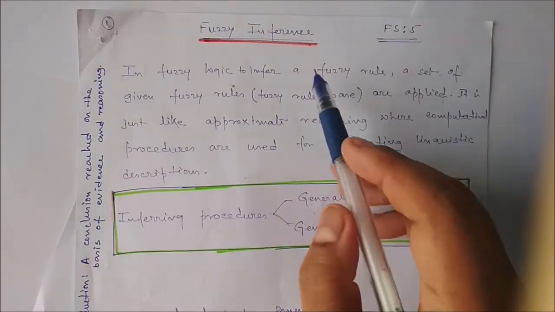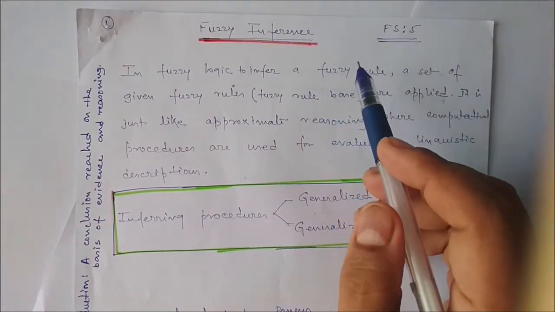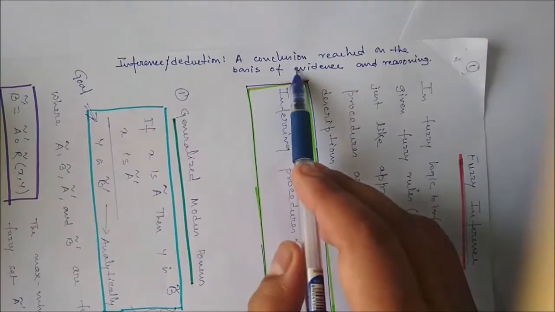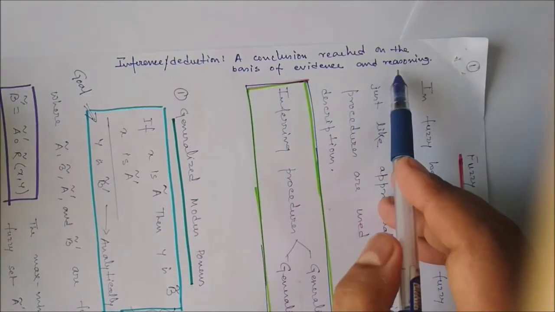In this video we'll discuss fuzzy inference. So first of all, what is fuzzy inference? Inference or deduction is a conclusion reached on the basis of evidence and reasoning.